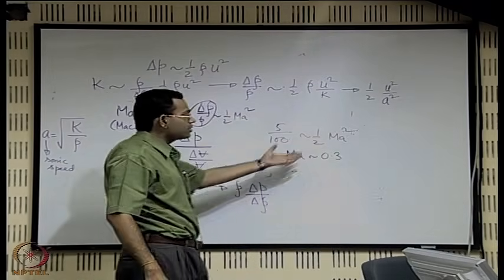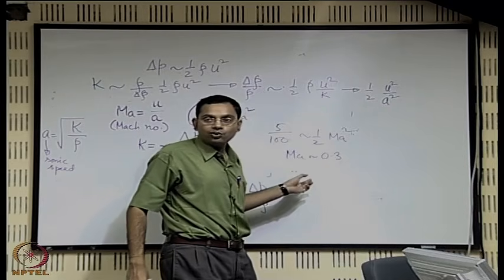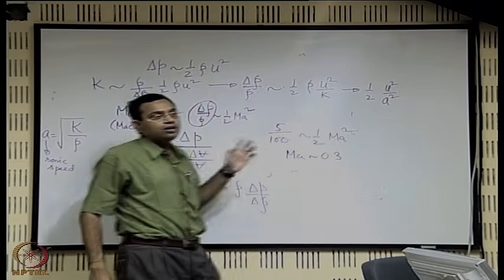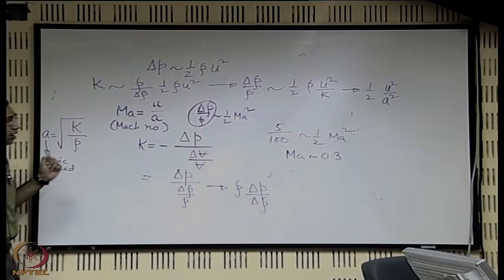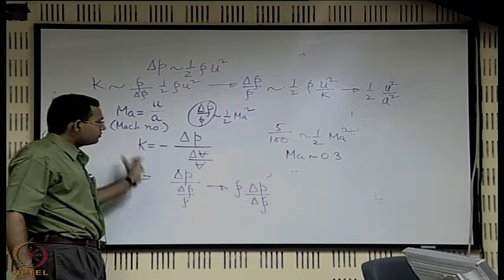So whenever compressible flow analysis is not required, we should not go for it, and this Mach number of flow will give us a guideline of whether we should go for a compressible analysis or not. A couple of other important points or remarks are there regarding this definition of bulk modulus.